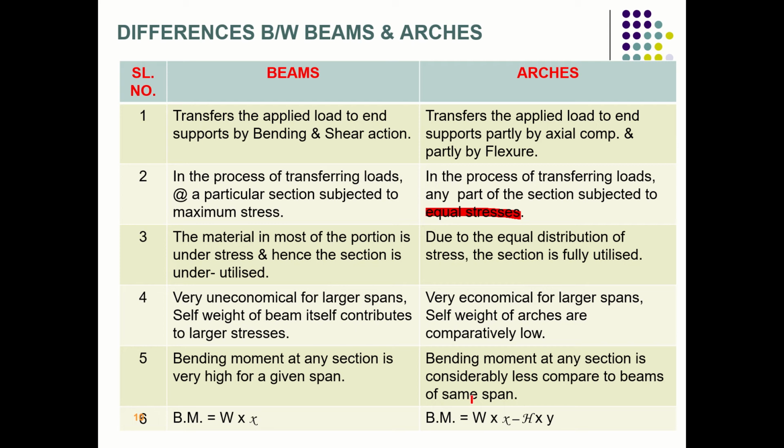For example, if you have a beam of 20 feet and the bending moment in the beam, depending upon the applied load, is let's suppose 200, then the bending moment in the arch will be maybe 50 or 40. The formula for bending moment in a beam is W into X. However, here it is W into X minus H into Y. What is H? That is the horizontal thrust.